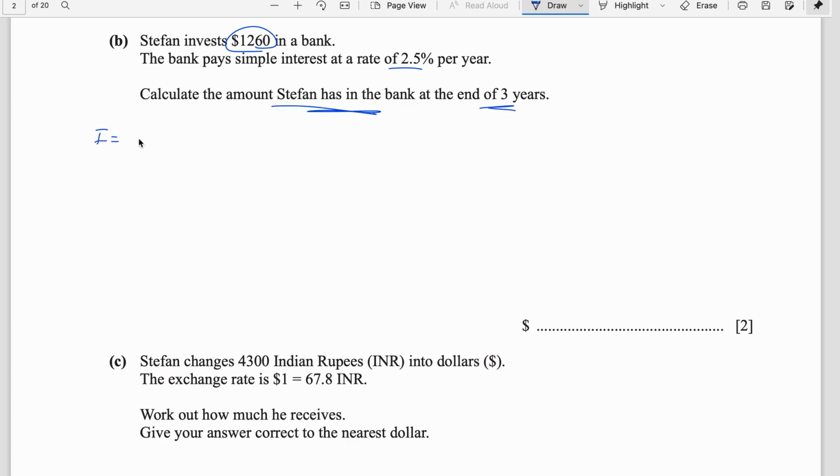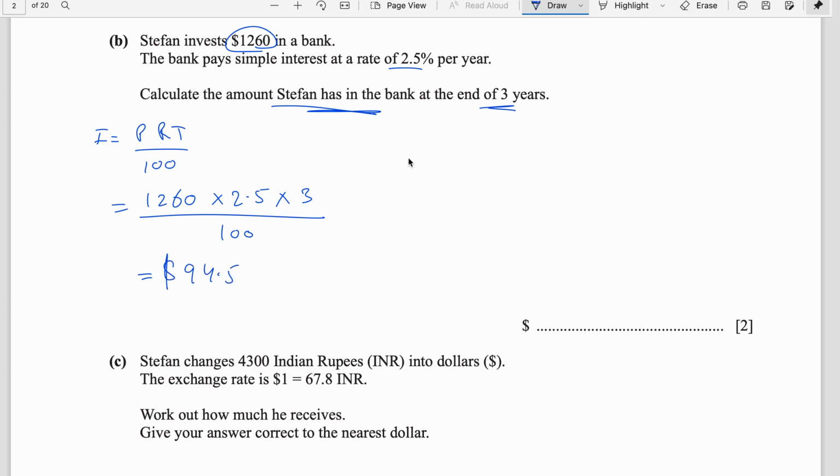So first we find the interest. Interest equals PRT by 100. P, the principal amount, is 1260. The rate is 2.5. Time is 3 years by 100, and you get $94.5 as interest, and the total amount at the end of 3 years would be interest plus the principal amount. So 94.5 plus 1260, and you get 1354.5.